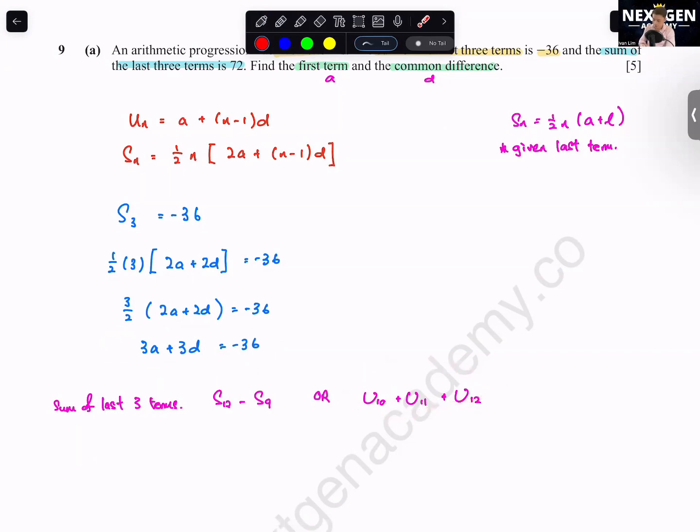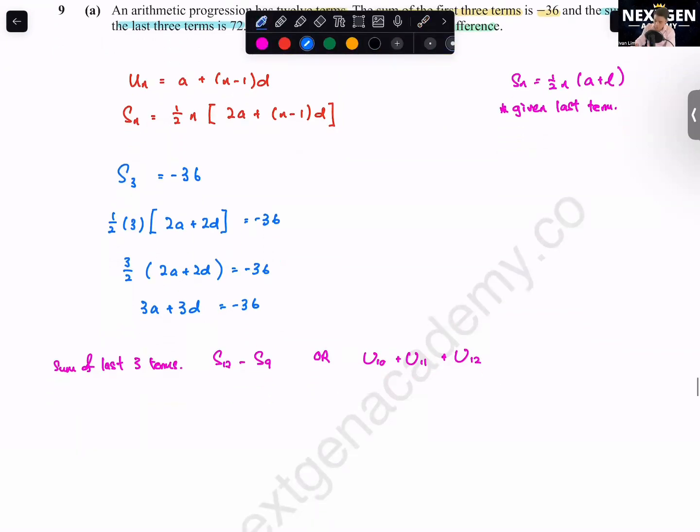So a plus (n minus 1)d. Here, we will get a plus 9d plus a plus 10d plus a plus 11d equals 72. Okay, simplify this. 3a plus 9 plus 10 plus 11, 30d equals 72. Everyone got this? 3a plus 30d equals 72. So now I have two equations. I can do simultaneous equation.